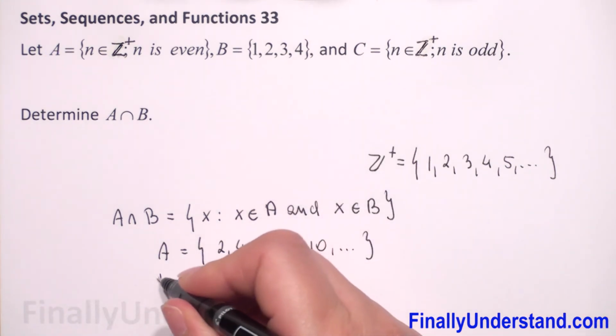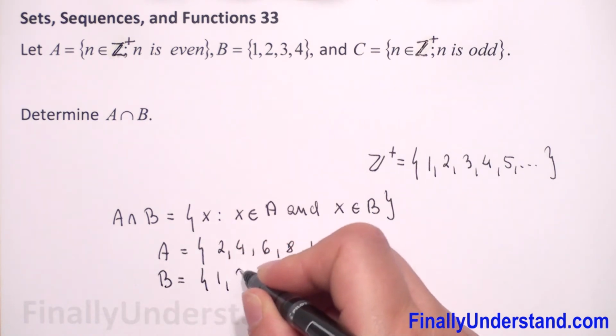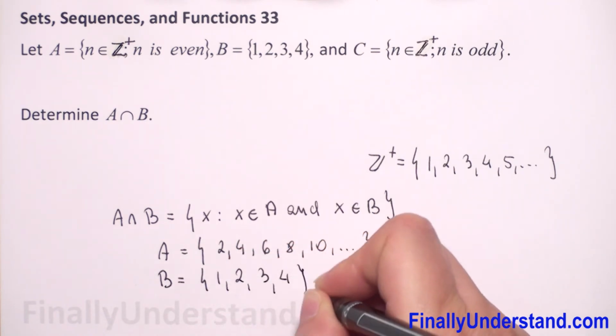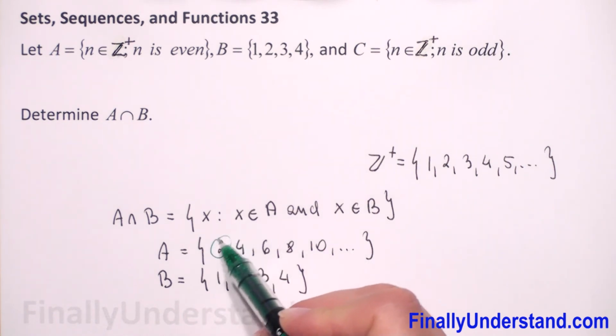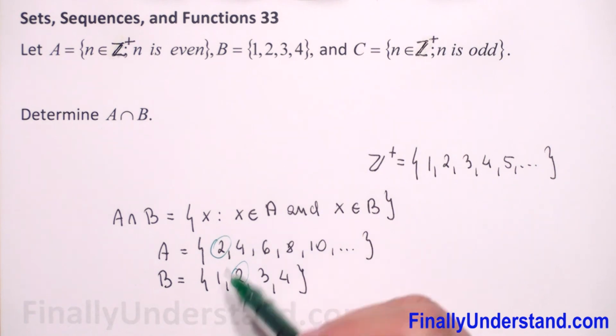So let me copy this. We have 1, 2, 3, 4. And we know that intersection of sets A and B is all elements which belong to A and to B. So we have to choose all elements which repeat in set A and in set B. So we have 2 and 2, and we have 4 and 4.